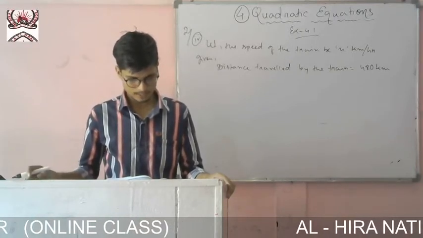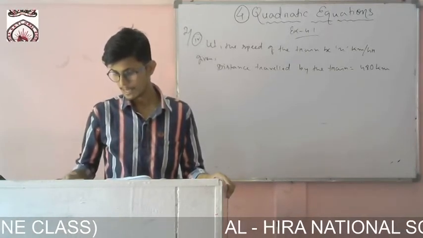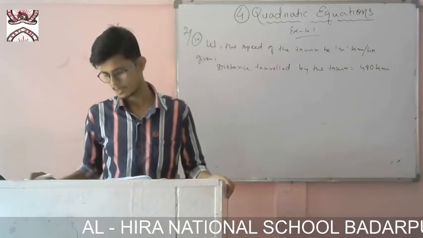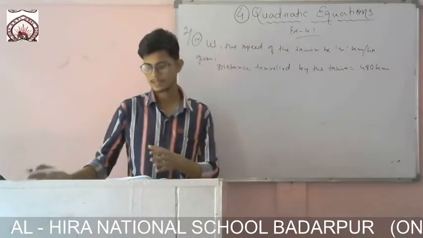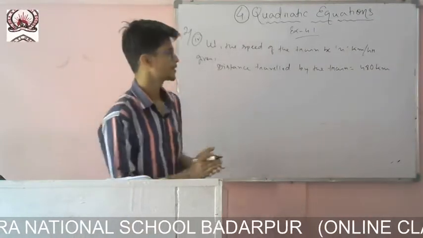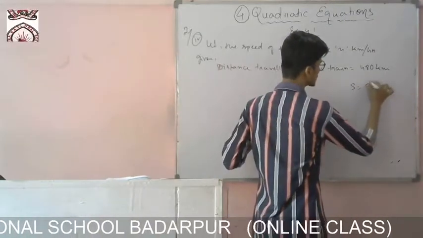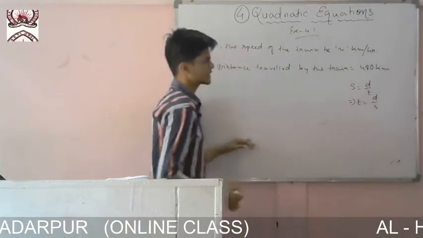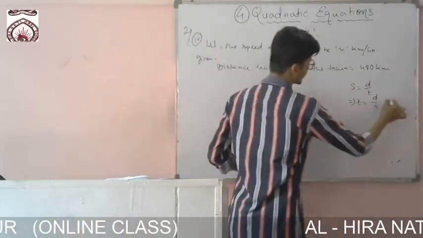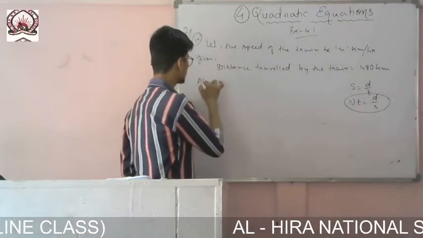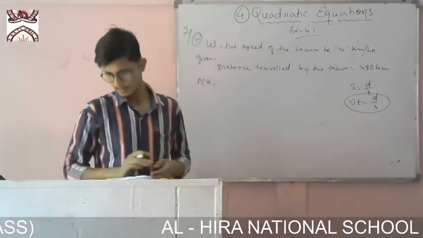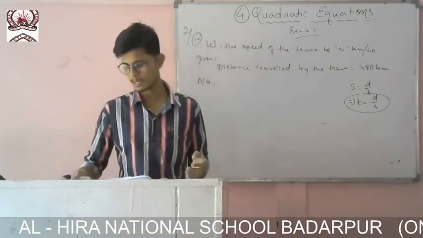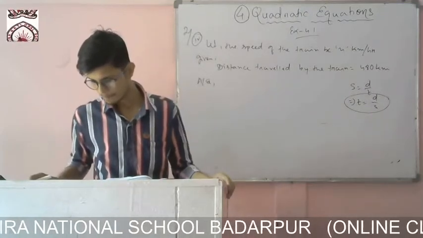Now you see here, the question says that if the speed had been 8 kilometer per hour less, then it would have taken 3 hours more. That means the equation you have to find is about time. If speed equals distance by time, then time equals distance by speed. So remember this: time equals distance by speed. According to the question, now I will form the equation. The last part is about time: if I change the speed, it will alter the time. It will take 3 hours more.